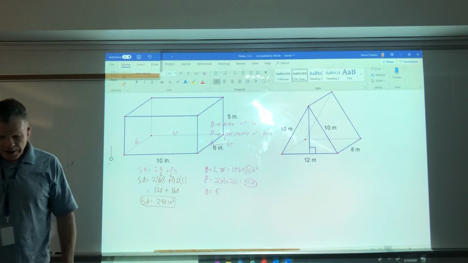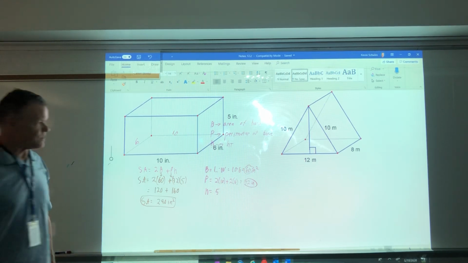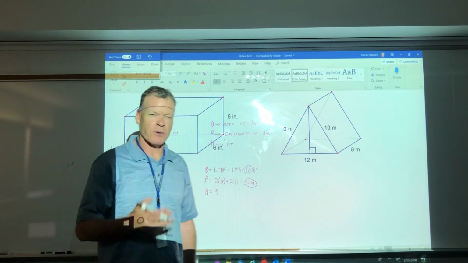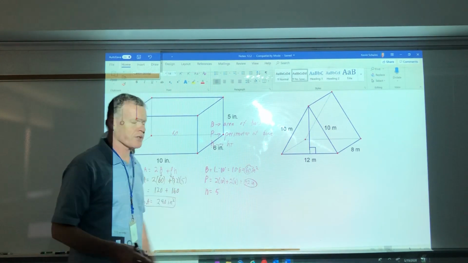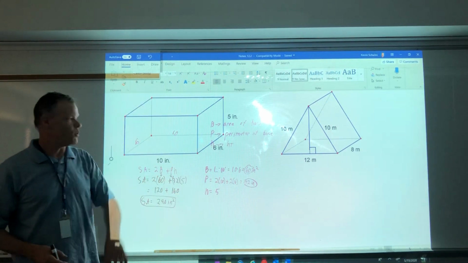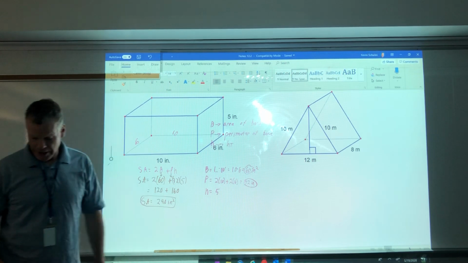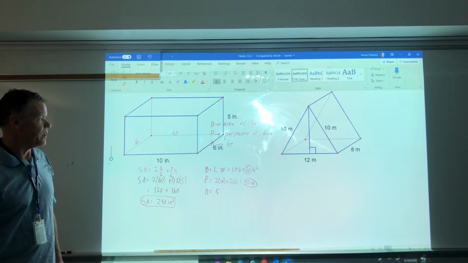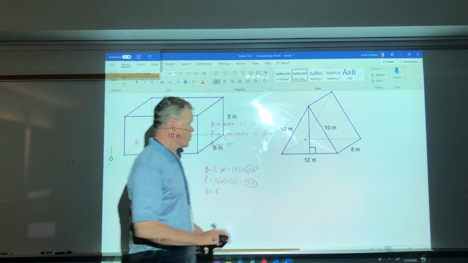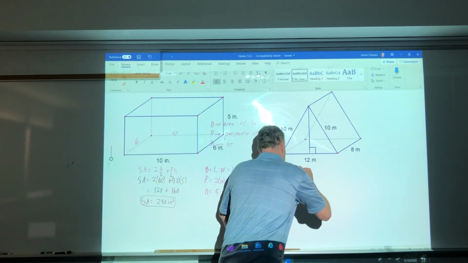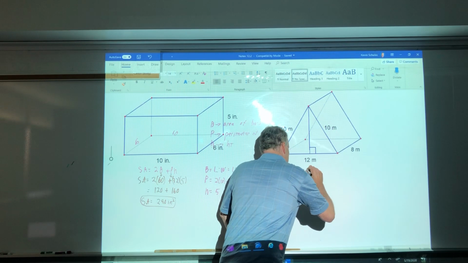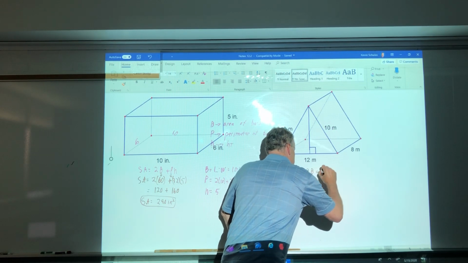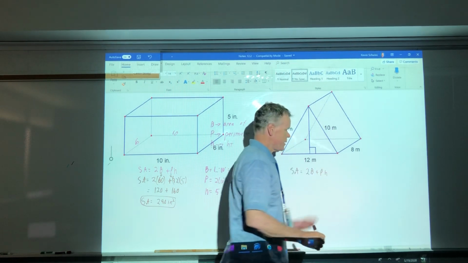Okay, let's look at a triangular prism. I might put one of them on the worksheet or a couple on the worksheet. I'm not going to focus too much on this, but it's something you want to be exposed to. We're going to do the same thing. We're going to have the surface area as 2 times the area of the base plus perimeter times the height. Let's look over here again.